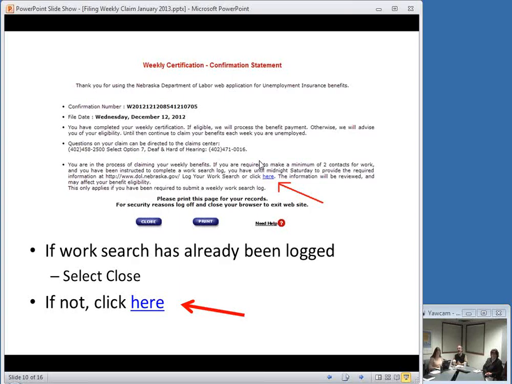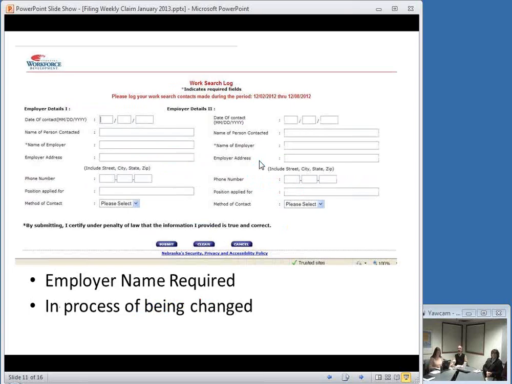This will be changing very soon. So we would encourage people to start right now entering their work searches at the same time that they file their weekly claim for benefits. Going forward, they won't be able to file that weekly claim unless they can also identify the employers that they've contacted. So if you select click here, you come to the work search log.